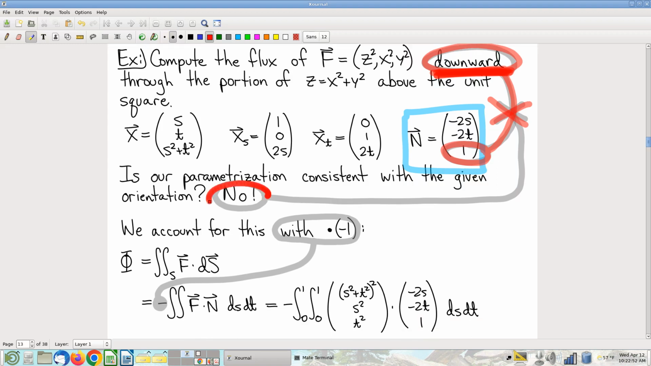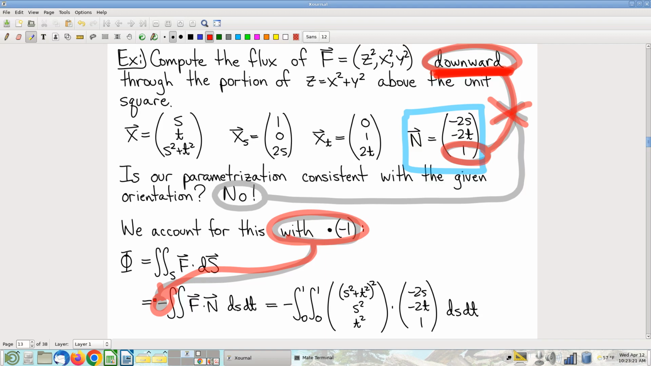Okay? So we see that no, we got this wrong. Our parameterization is backwards. It's up when it should be down. And we resolve it by sticking in a minus sign right there. And we're good to go and go about your business. You don't need to reparameterize anything. It's perfectly fine to use the wrong parameterization. Just fix it. Everybody see?